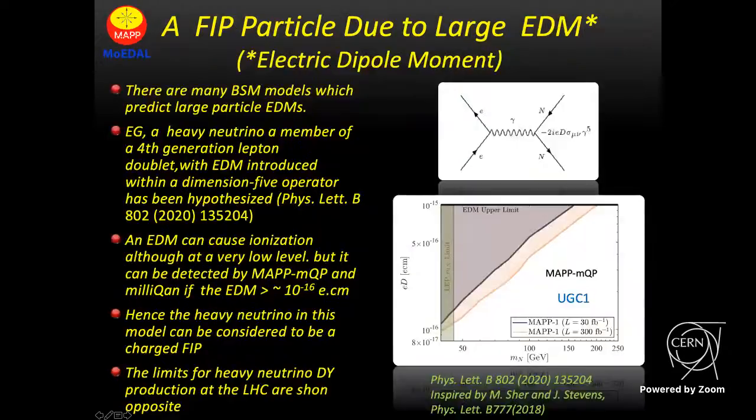We can also get things that look like milli-charged particles when you have a particle with a large electric dipole moment, which gives you a very feeble interaction. And we looked at the production of heavy neutrinos, members of the fourth generation lepton doublet. We can see here the electric dipole moment of the neutrino possible and its mass, and we can see the exclusion zone that we placed there using the UGC1 gallery.